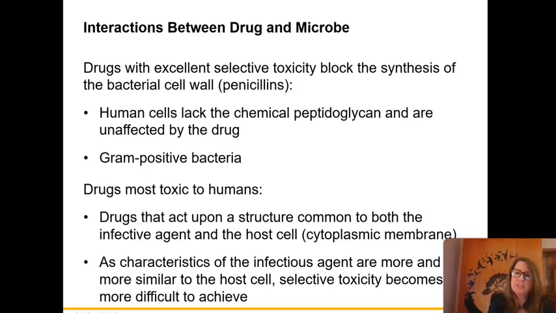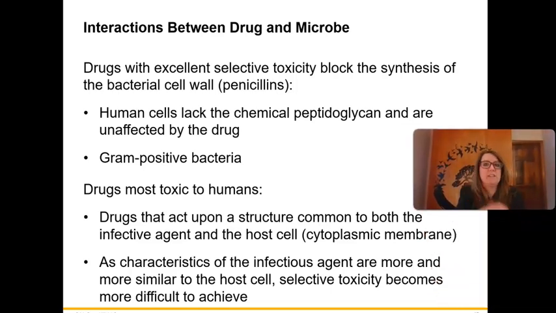Now, some medications will have some level of toxicity, which is why we have side effects associated with medications. But in general, we're trying to minimize that. And the last bullet there: as characteristics of the infectious agent are more and more similar to the host cell, then selective toxicity becomes more difficult to achieve.